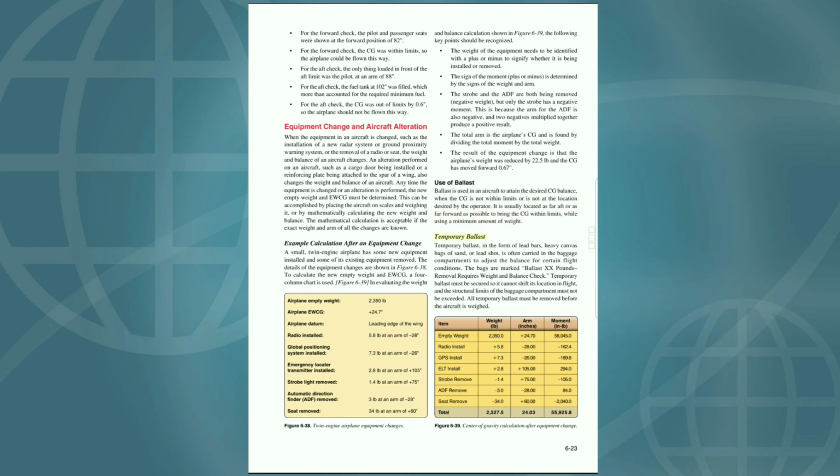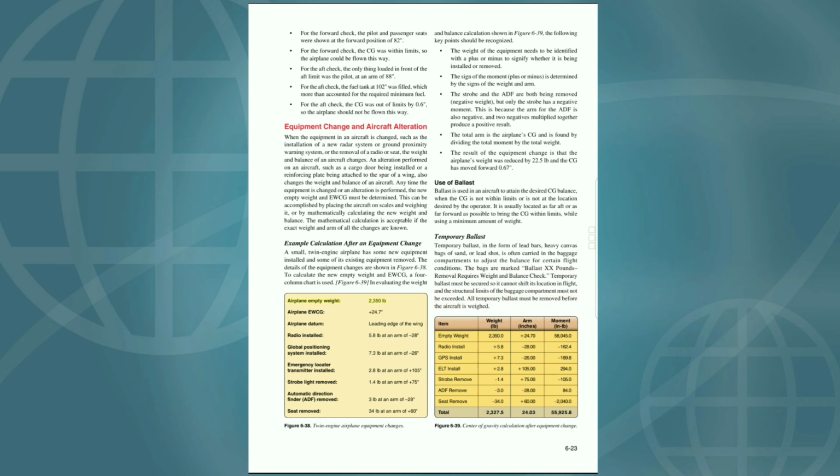Temporary ballast. Temporary ballast, in the form of lead bars, heavy canvas bags of sand, or lead shot, is often carried in the baggage compartments to adjust the balance for certain flight conditions. The bags are marked "ballast XX pounds." Removal requires a weight and balance check. Temporary ballast must be secured so it cannot shift its location in flight, and the structural limits of the baggage compartment must not be exceeded. All temporary ballast must be removed before the aircraft is weighed.